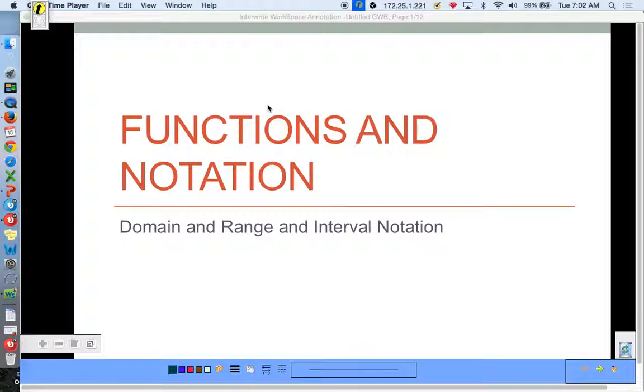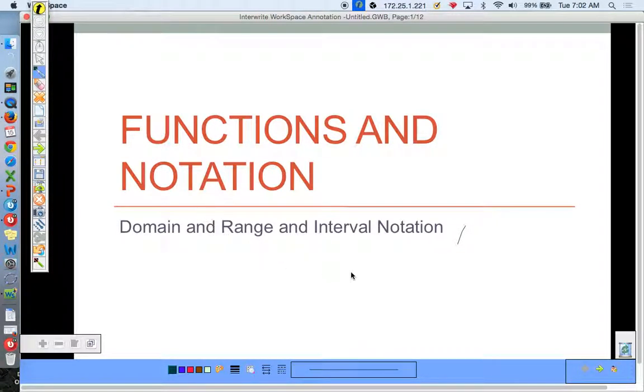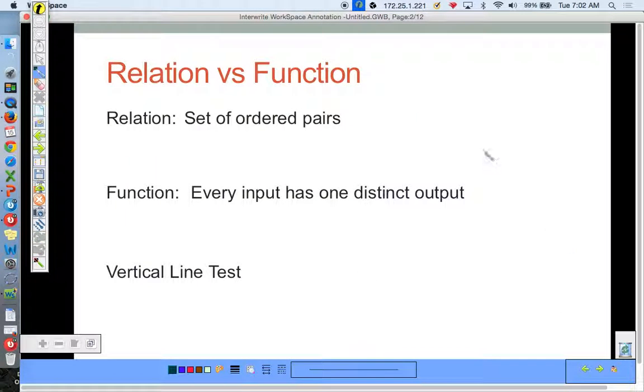Day 5, we're going to take a look at functions and the notation. We're also going to take a look at domain and range and interval notation here. So the first thing we're going to review is the difference between a relation versus a function.